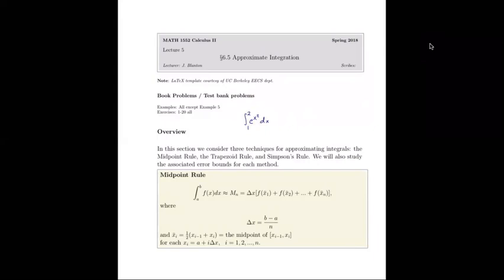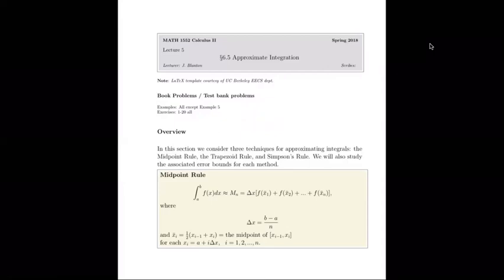So that's a primary motivation. We can still write down what this definite integral is, and then we can still use approximation techniques to get some idea of what this value actually is. In other words, what area is underneath the curve between x equals 1 and x equals 2. And that's the point of this section.